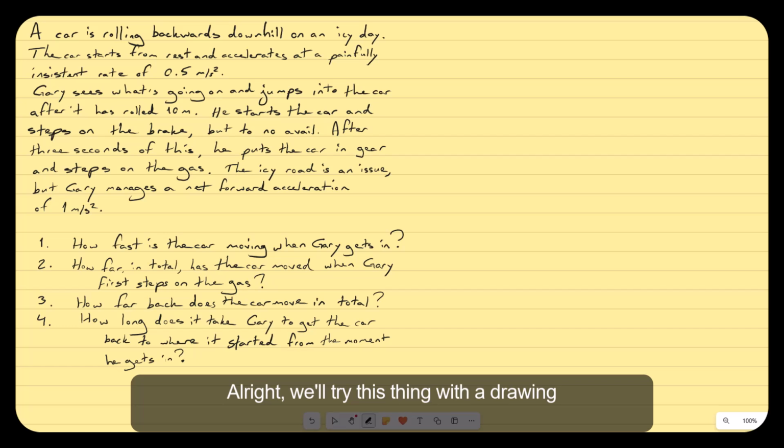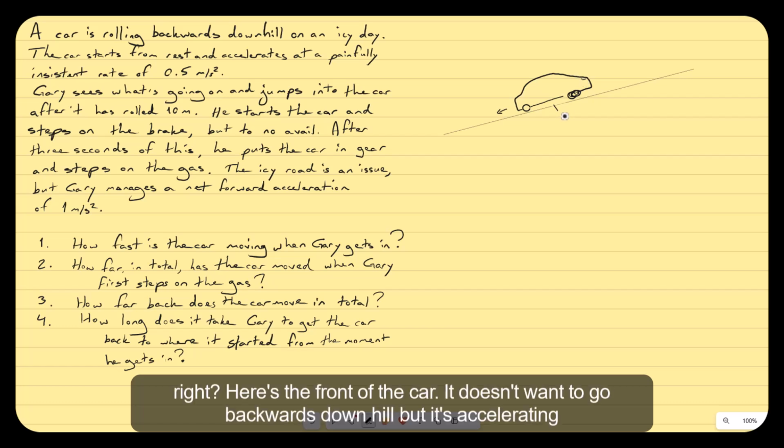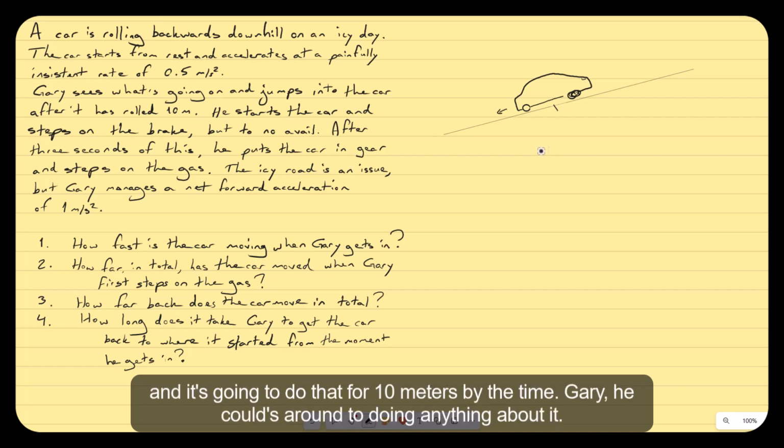Alright, we'll try this with a drawing. I've got a hill and a car. It's starting from rest, and then it's going to start accelerating down the hill. Here's the front of the car. It doesn't want to go backwards downhill, but it's accelerating. And it's going to do that for 10 meters by the time Gary gets around to doing anything about it.